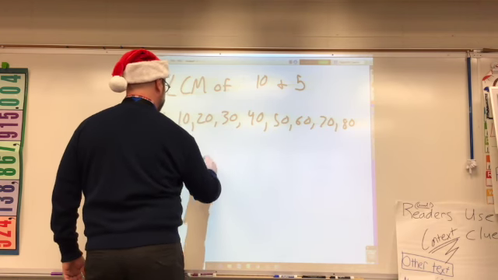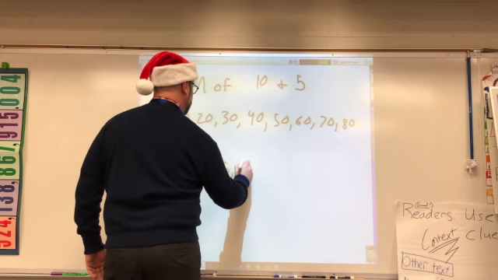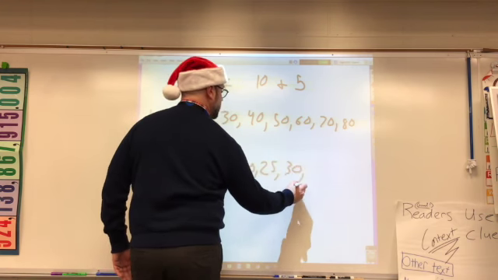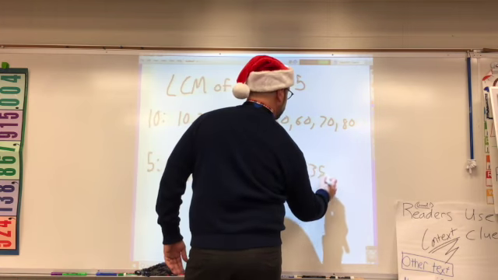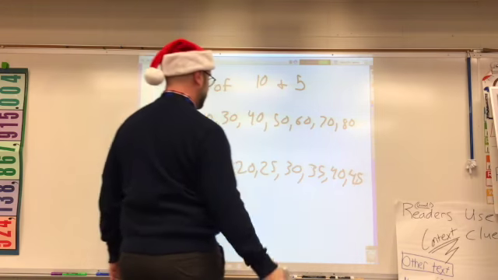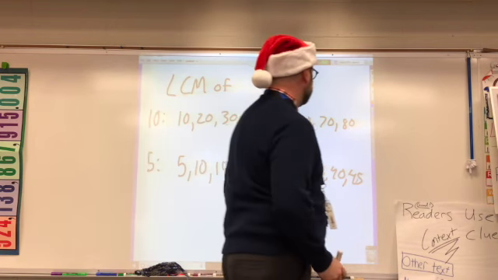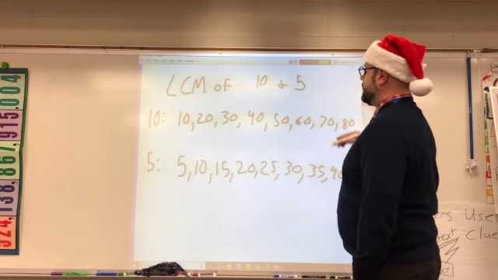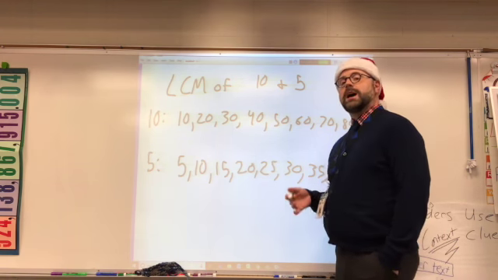5, 10, 15, 20, 25, 30, 35, 40, 45. I went to the 9. Okay. Now, the question is, what is the least common multiple?